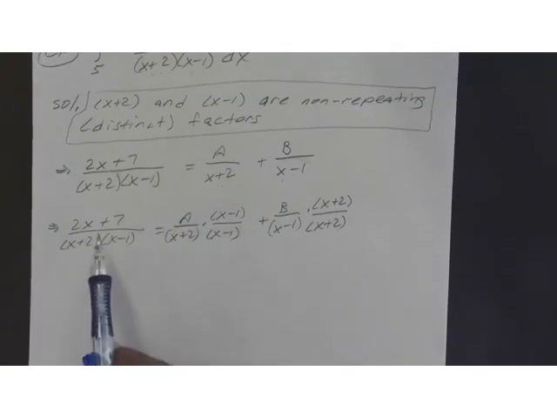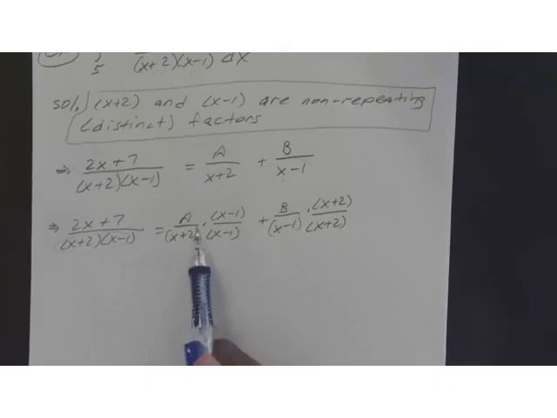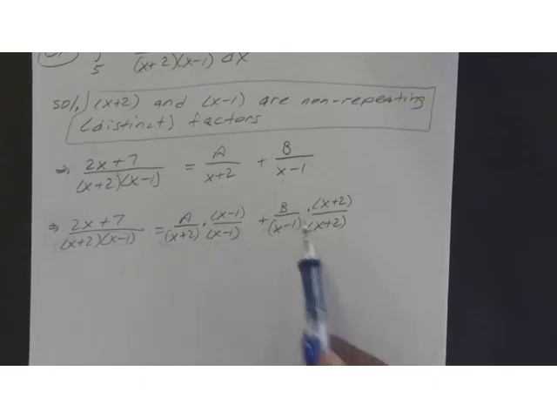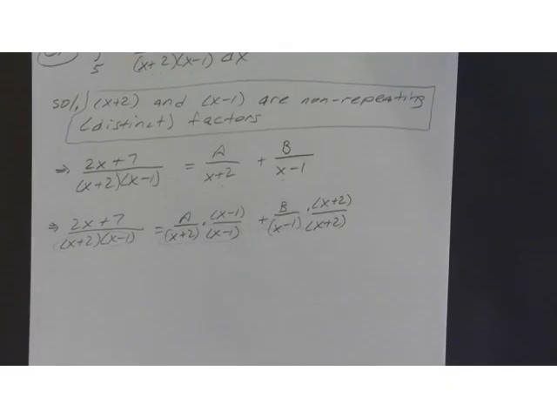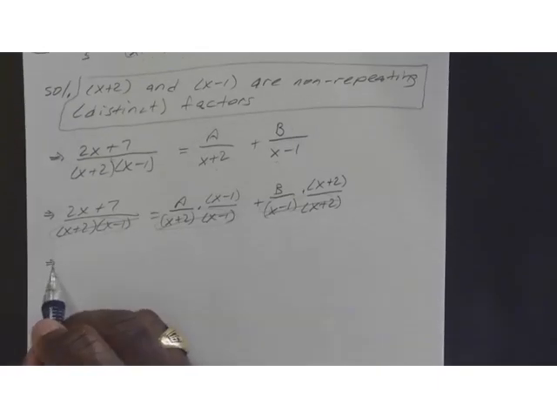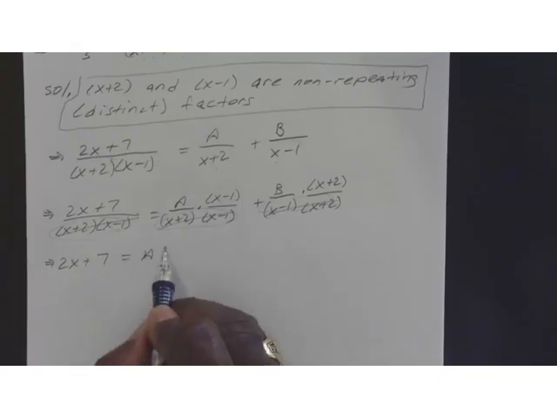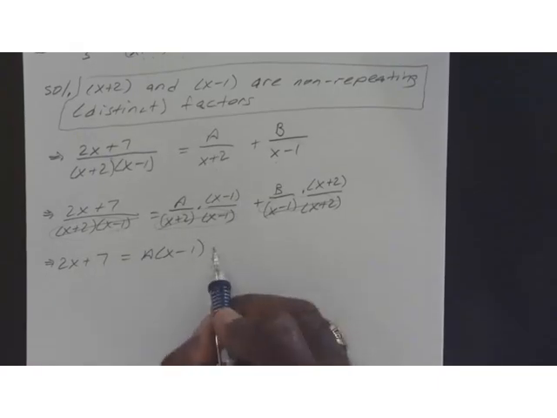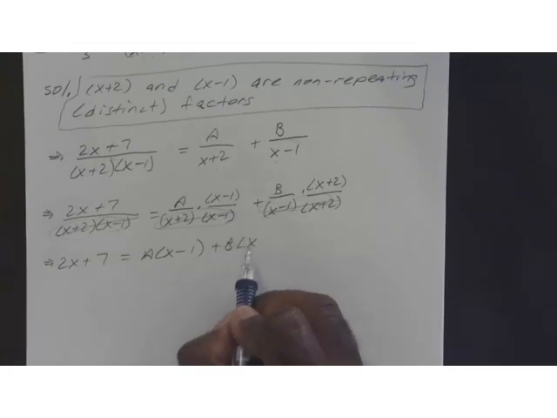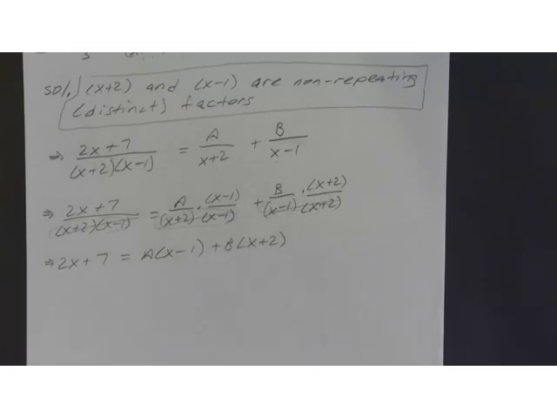So the whole point is to have all three with the same denominator. So if you multiply each one of those by their common denominator, all of those denominators would cancel out. So that leaves us with 2x plus 7 is equal to a times x minus 1 plus b times x plus 2.